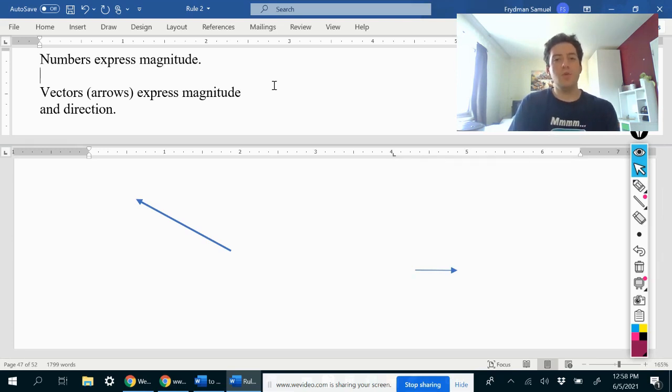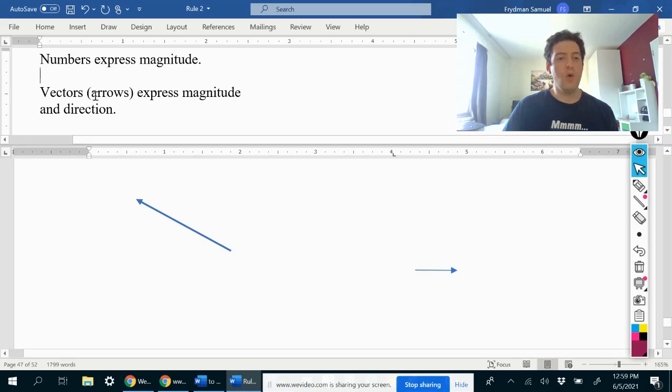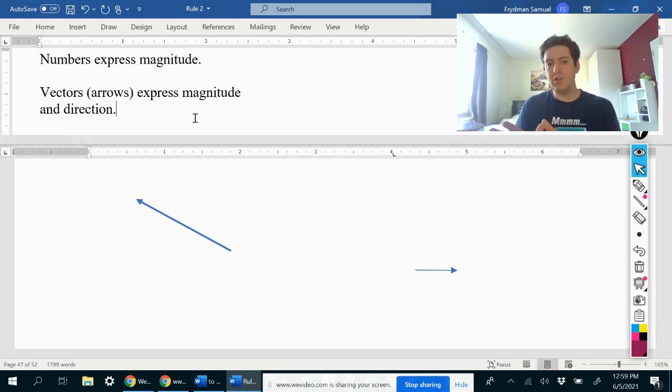But sometimes we not only want to know how much of something there is, or how powerful it is, or how big it is, we also want to know the direction that it's moving in. And for that, we would use vectors or arrows. Okay, so vectors are just arrows. There are other ways of defining what a vector is, and sometimes the word vector is used slightly differently in different contexts. But for our purposes right now, when we use the word vector, we're just talking about an arrow.